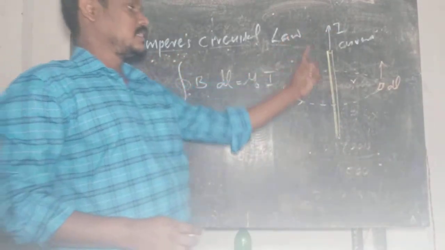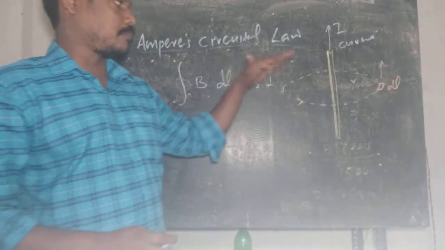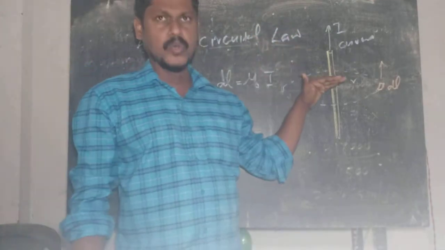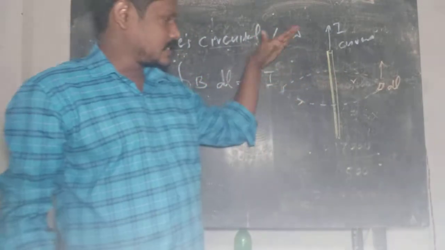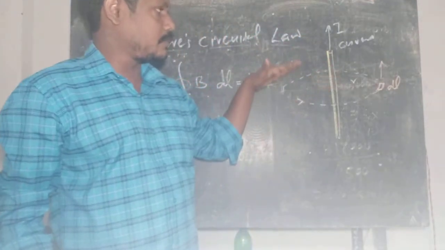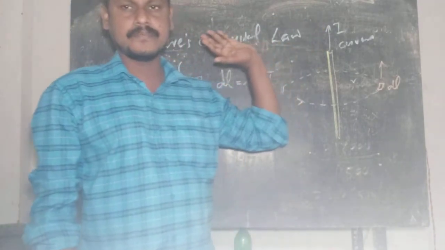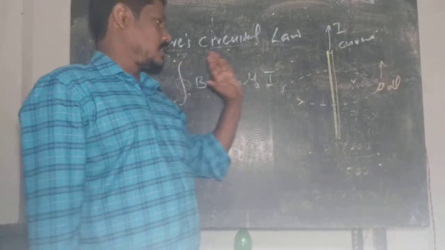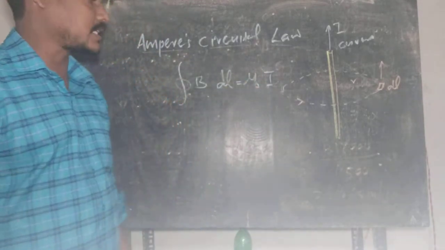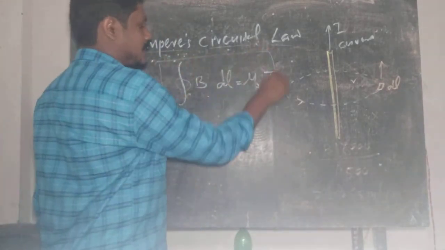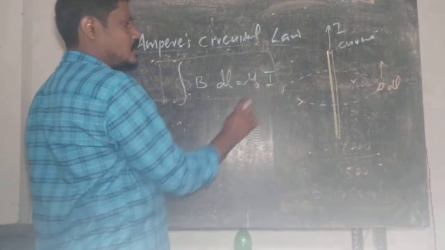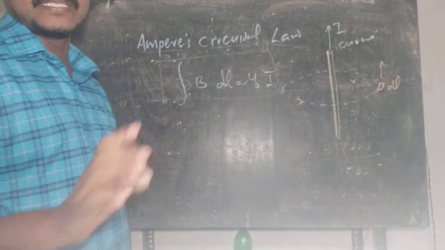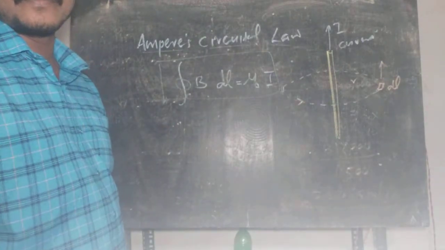See, the loop should be in a plane perpendicular to the direction of current. So for a loop which is perpendicular to the current, the line integral of the magnetic field about the loop is equal to mu 0 times the current enclosed. So line integral B dl equals mu 0 I, where I is the current enclosed by the entire loop. This is Ampere's circuital theorem.